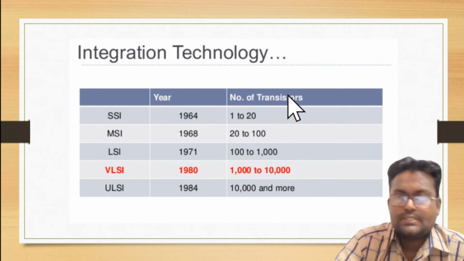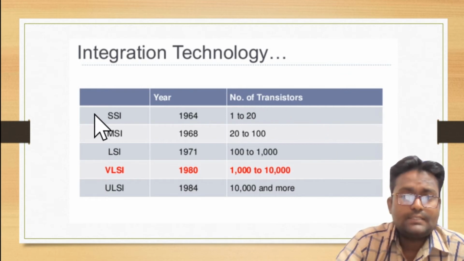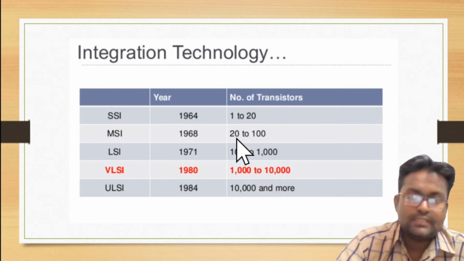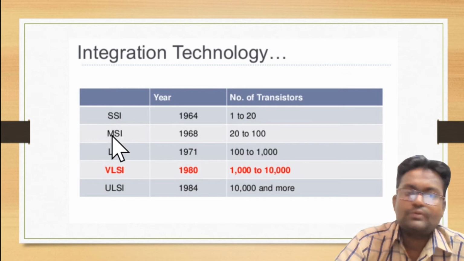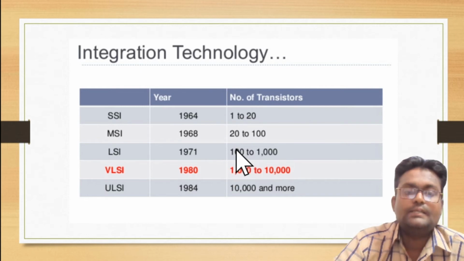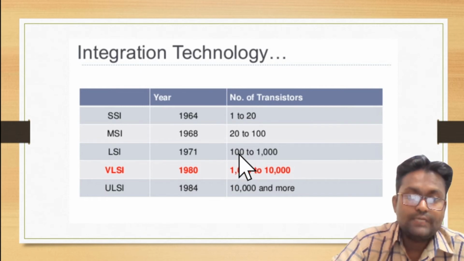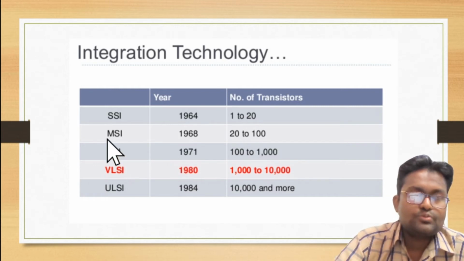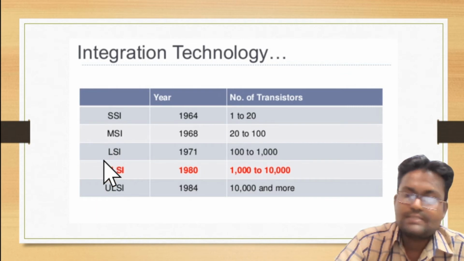If an integrated circuit consists of less than 20 elements, then the technology used to implement it is known as SSI. When the number of transistors in a single integrated circuit is in the range of 20 to 100, that integration technology is known as MSI. Similarly, when the number of transistors varies between 100 and 1000, the technology used is LSI.